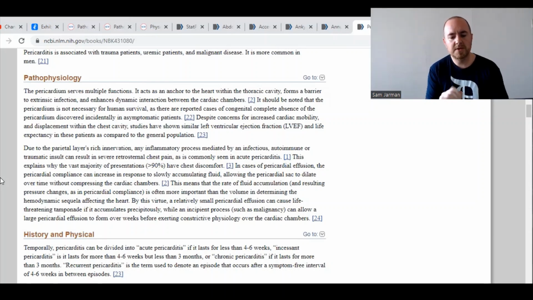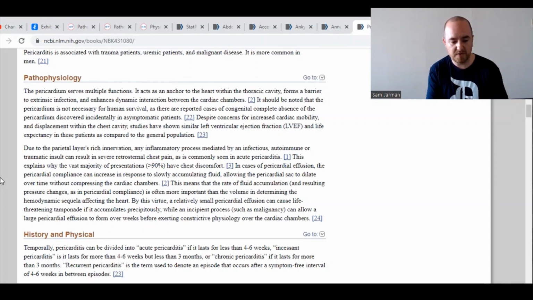We'll move on. Despite concerns for increased cardiac mobility and displacement within the chest cavity, studies have shown similar left ventricular ejection fraction and life expectancy in these patients as compared to the general population. Due to the parietal layer's richer innervation, any inflammatory process mediated by an infectious, autoimmune, or traumatic insult can result in severe retrosternal chest pain, as is commonly seen in acute pericarditis. This explains why the vast majority of presentations, greater than 90%, have chest discomfort.